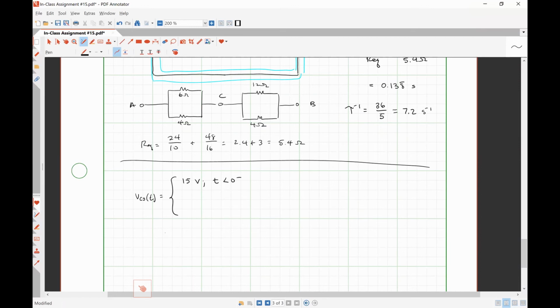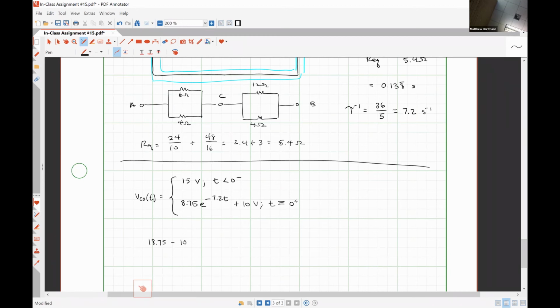1.25. I think that was the current. What's the voltage at t equals 0 plus? 18.75 volts. 18.75. What was the voltage at t equals infinity? Wasn't that 10 volts? Yeah, 10 volts. All right, so that means our voltage at 0 plus minus our voltage at infinity looks like 8.75. There we go. e to the minus 7.2, or 36 over 5 t, plus V at infinity, which was 10 volts, for t greater than or equal to 0 plus.